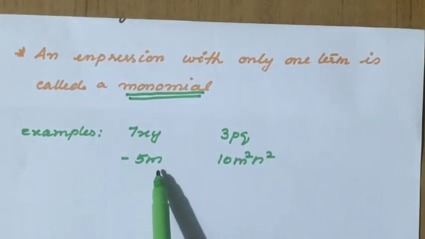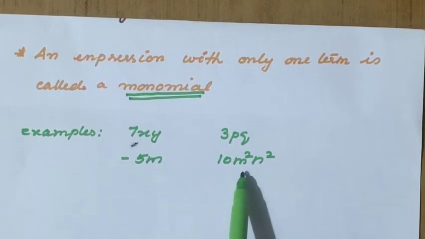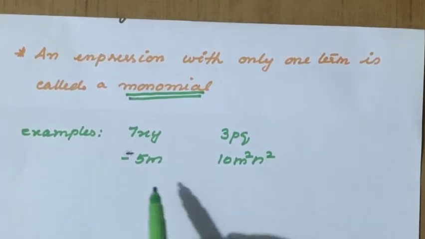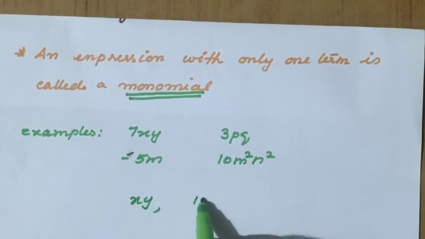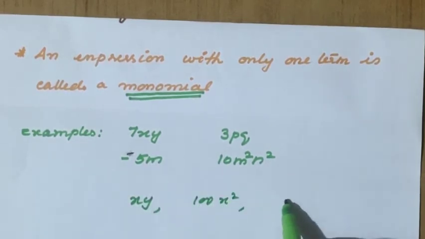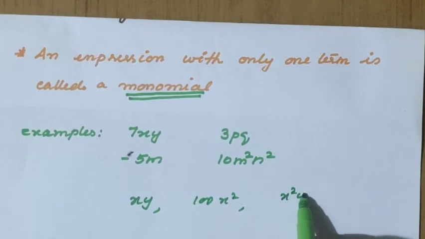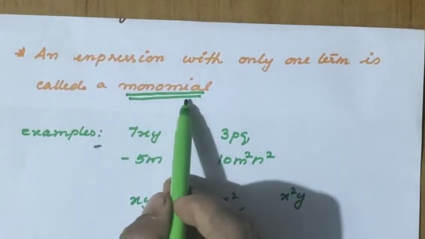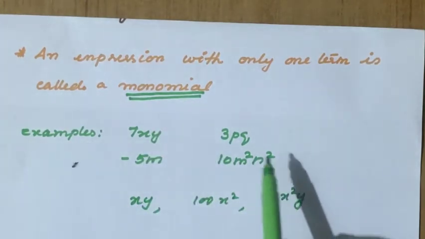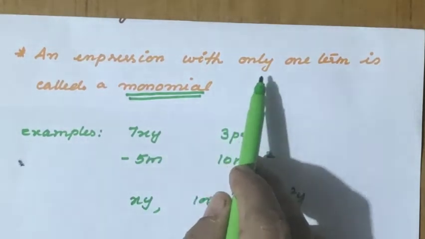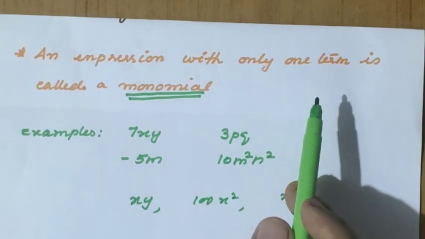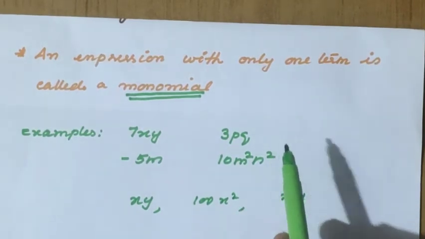Minus 5m, again this is also a monomial. 10m square n square, another example for monomial. So xy, 100x square, or x square y, like that we can write a single term, then we can call it a monomial. What is the definition of a monomial? An expression with only one term is called a monomial.